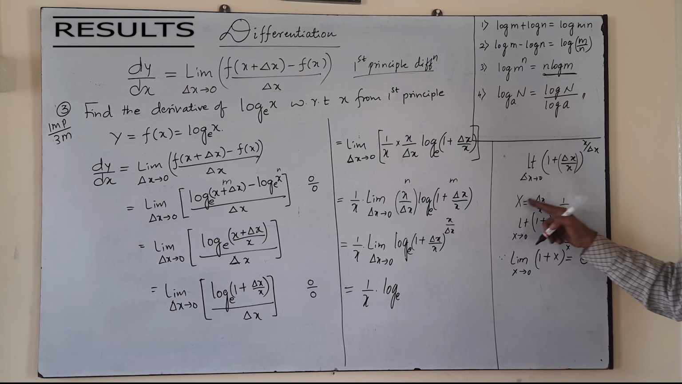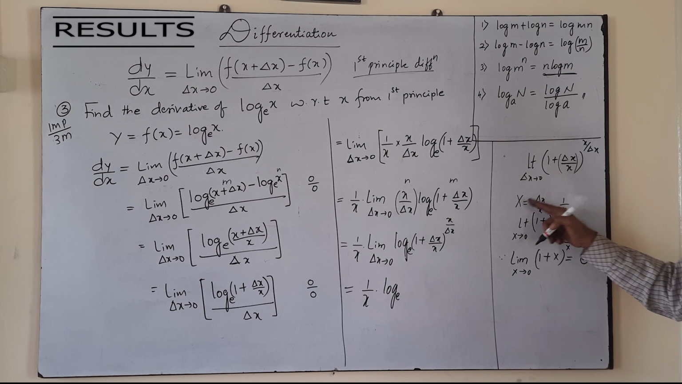Laws of logarithm: log n to the base a is equal to log n divided by log a. With base e, that is log n to the base e divided by log a to the base e. Log e cancels. That is equal to 1 by x.